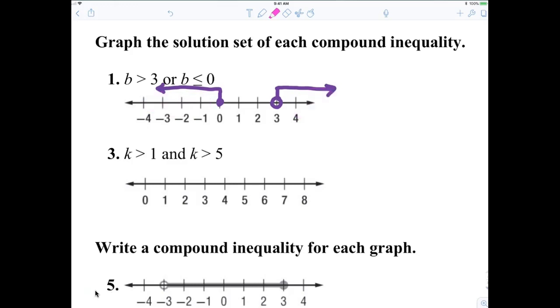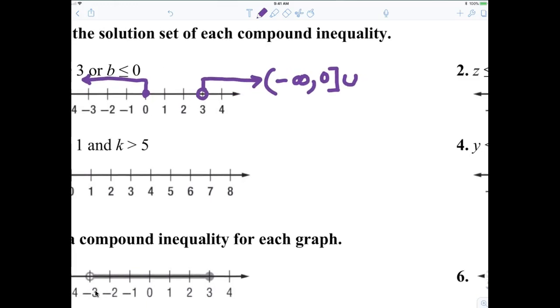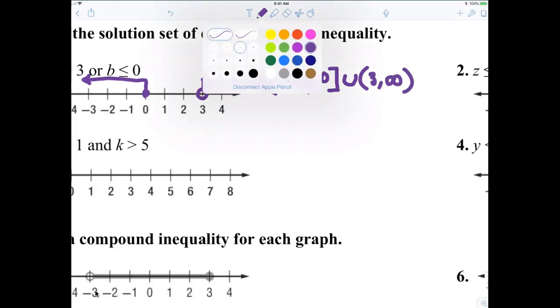All right? Now, writing it in interval notation, we read from left to right. So we're going to start with negative infinity, and we're going to end up at 0. Now, in math, this symbol, U, is for union. All right? Means both of them. From 3 to infinity. Guys, it really is that simple.